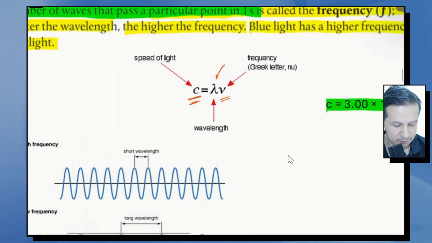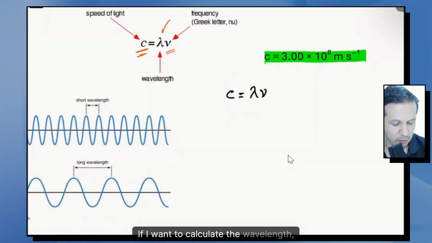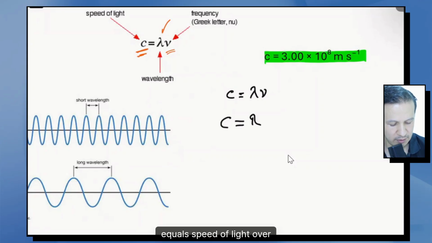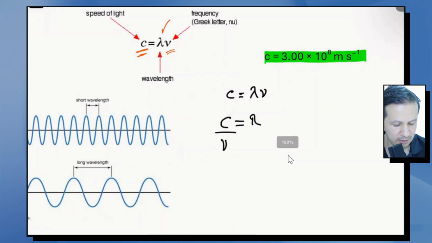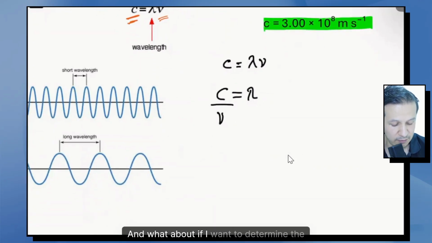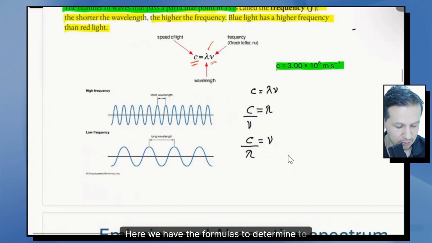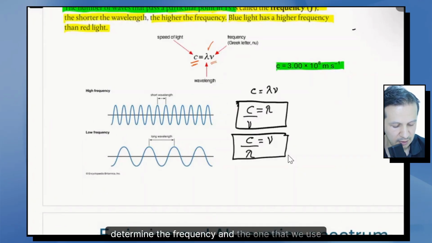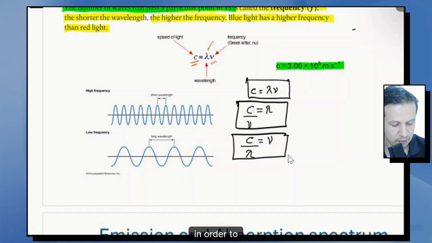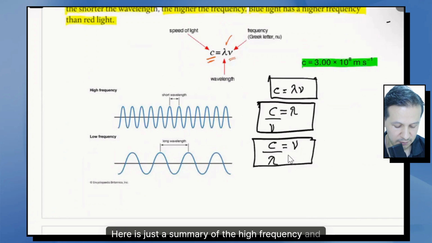This formula is c equals wavelength times frequency. If I want to calculate the wavelength, I just put wavelength equals speed of light over frequency. Yes, this is the formula to determine the wavelength. And what about if I want to determine the frequency? It will be the speed of light over the wavelength, and then we have the frequency. Here we have the formulas to determine the wavelength and the frequency. Here is just a summary of high frequency and low frequency.